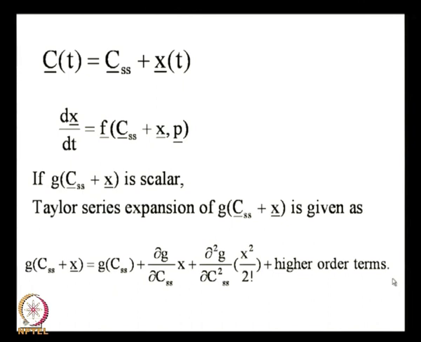Now, quickly tell me, if I am to do linear stability analysis, how many terms should I take in the system? First 2 of the terms. So, I have to stop at x, okay, if I want to do a linear stability analysis. As soon as I take x square, I get a nonlinear Taylor series.